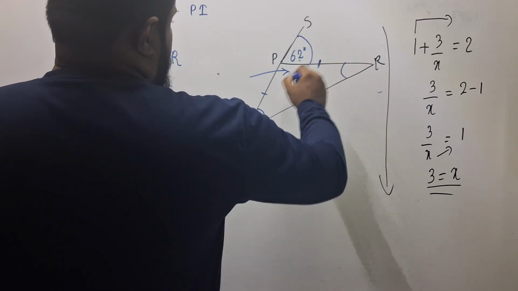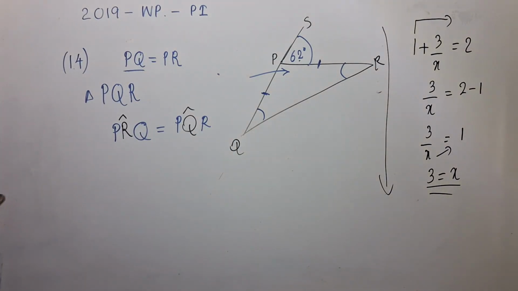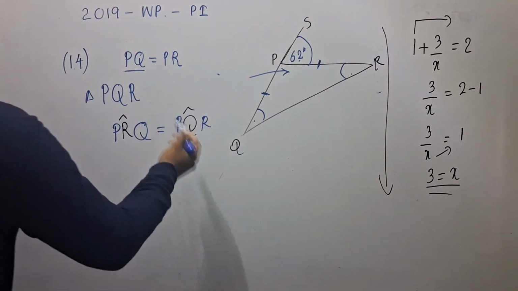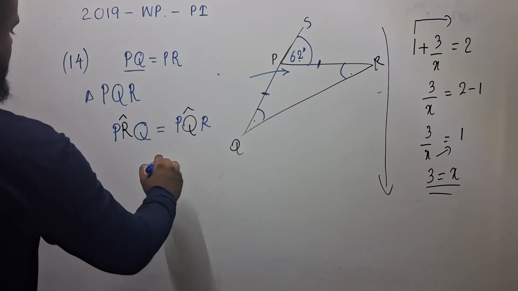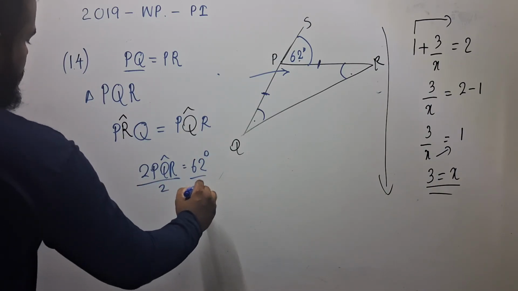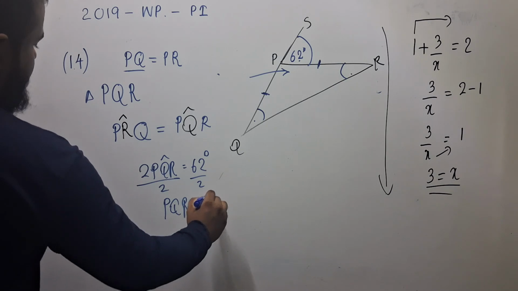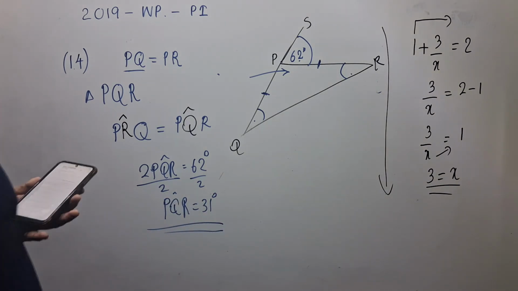So if these sides are similar, PQR and PRQ are similar. When they are added up, they are 62. So you can easily write 2 PQR equals 62 degrees. Divide both sides by 2. So you are getting PQR equals 31. It's the easiest method.